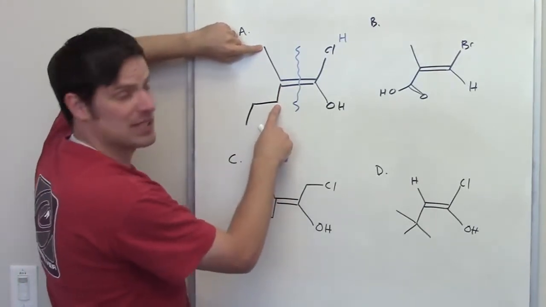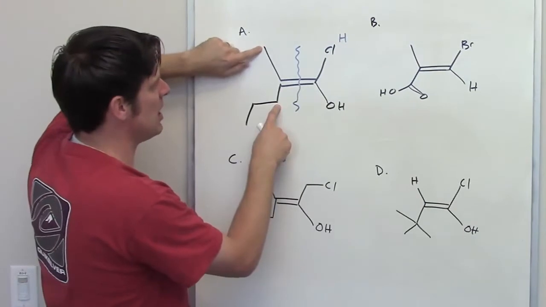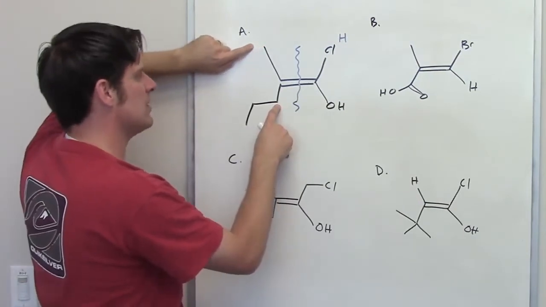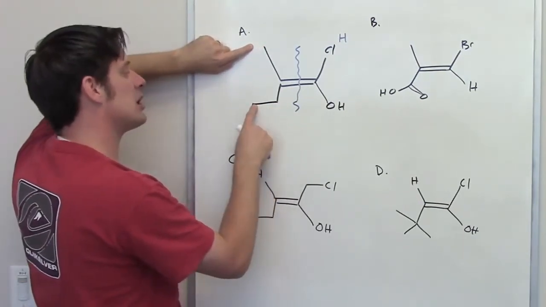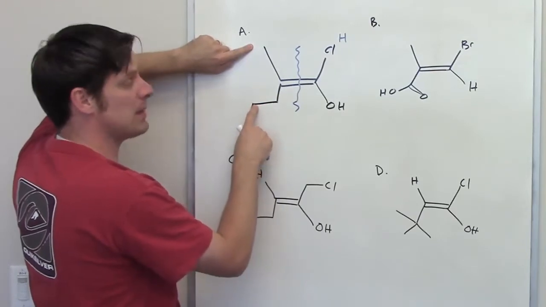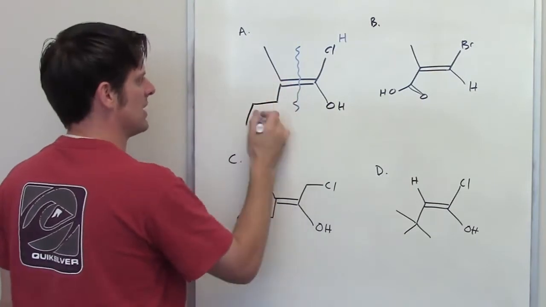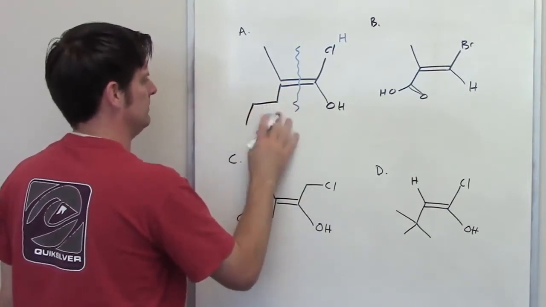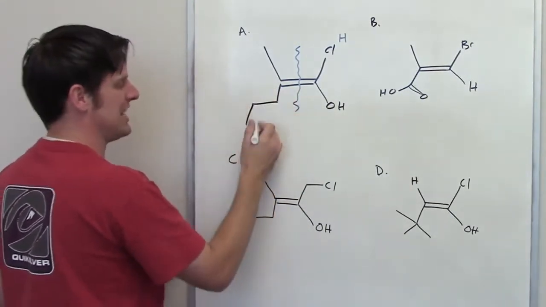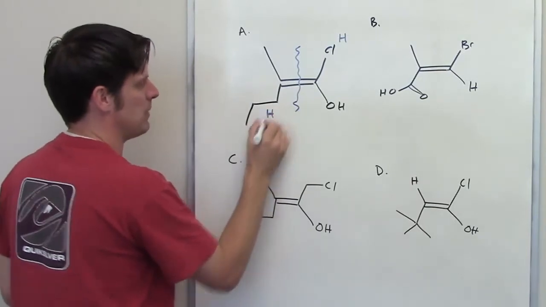Well, they tie, so I have to keep going out until I break the tie. This carbon up top is bound to hydrogens. This carbon down at the bottom is bound to another carbon, which means that carbon has, of course, a higher atomic number than hydrogen. So this lower chain or branch is the higher priority. I'll put an H by it.